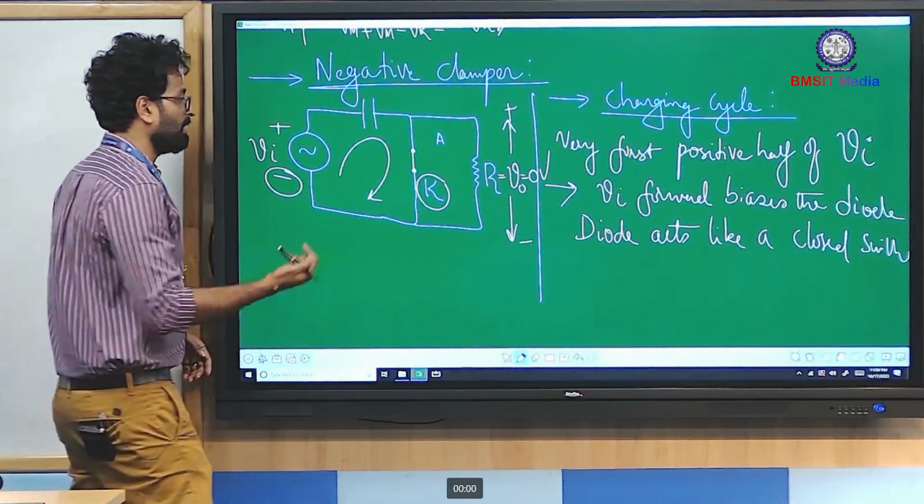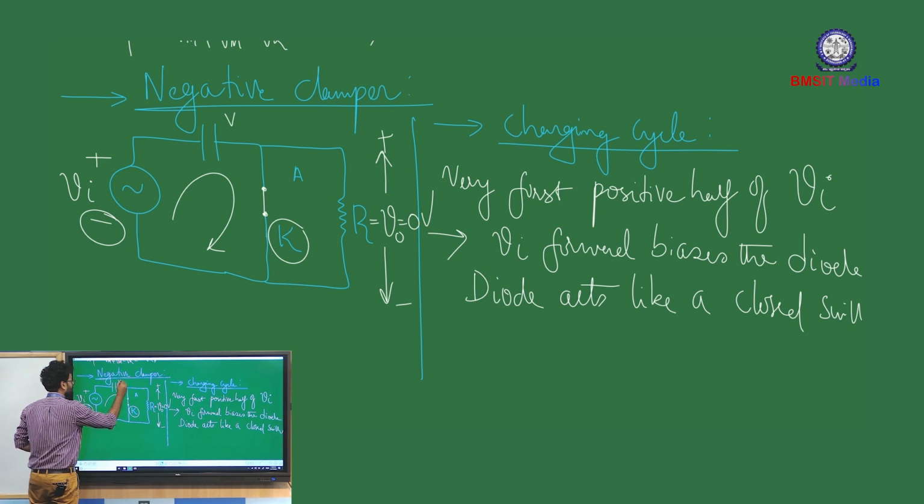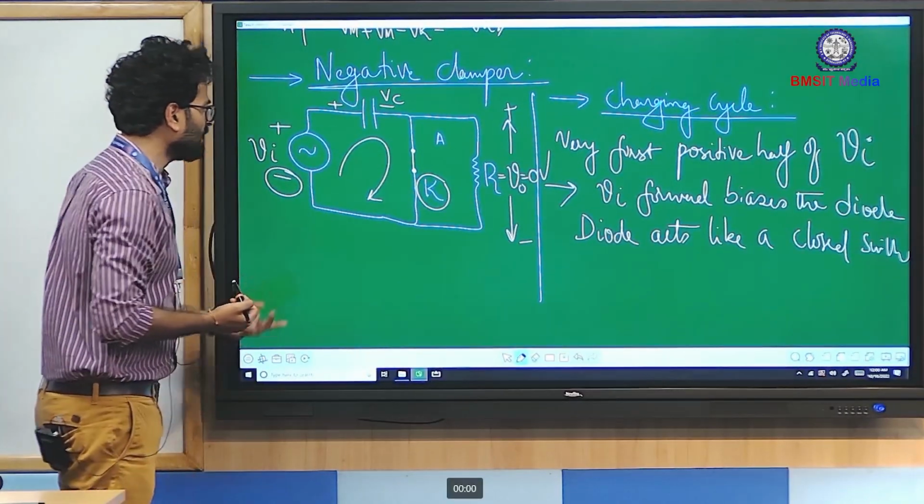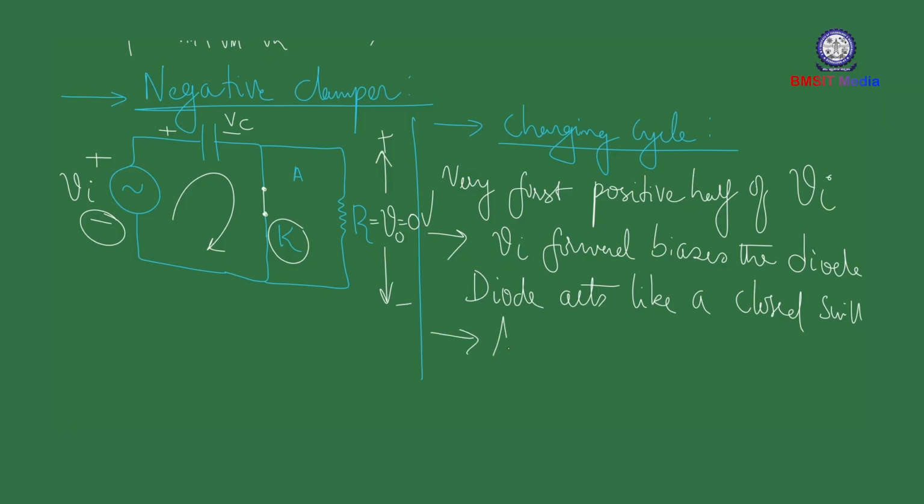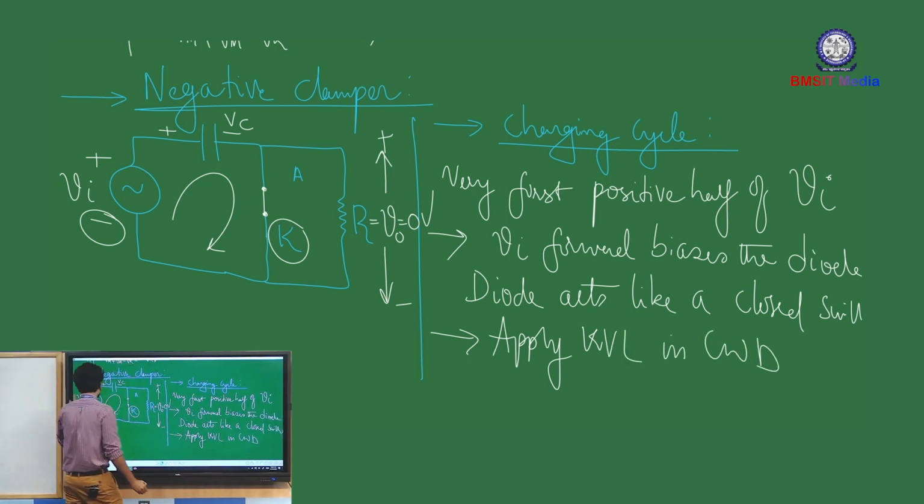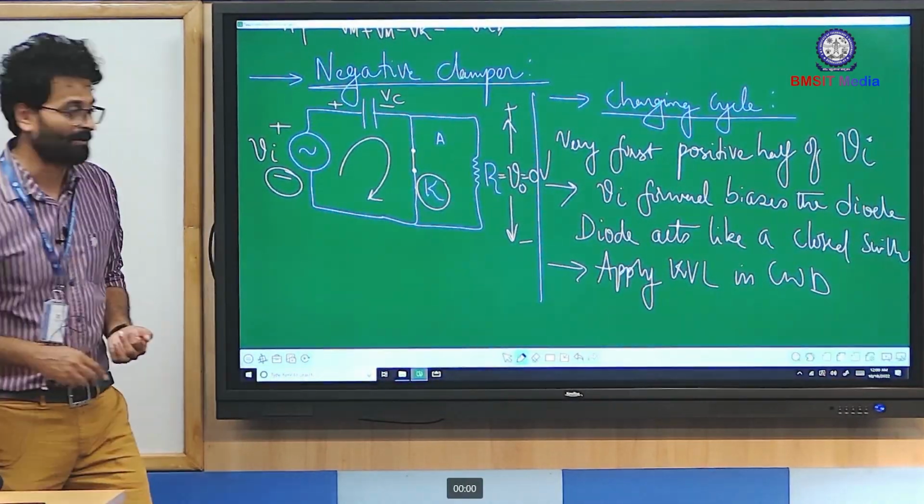Then you have to assign the polarity for the capacitor voltage. The terminal connected to the positive terminal of the battery attains positive polarity, and the opposite side attains negative polarity. Now you can apply KVL in the clockwise direction, because we are considering the positive half cycle. For the negative half cycle, we would have taken it in the anti-clockwise direction.